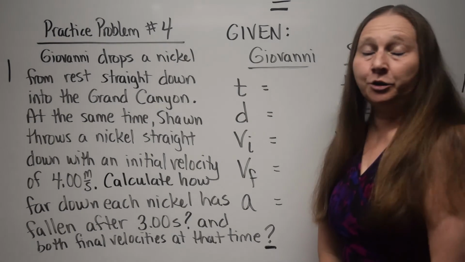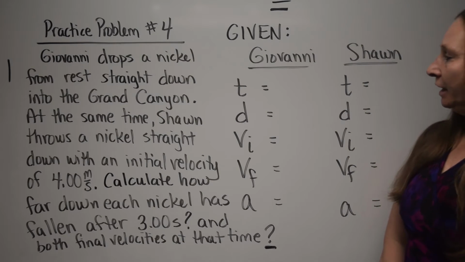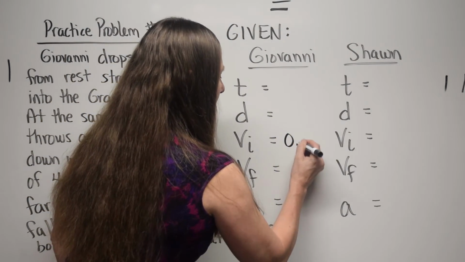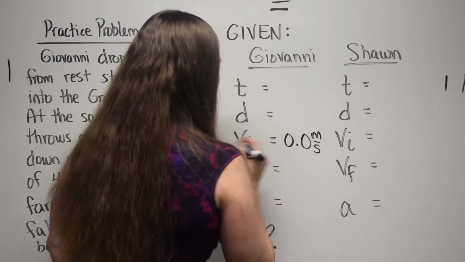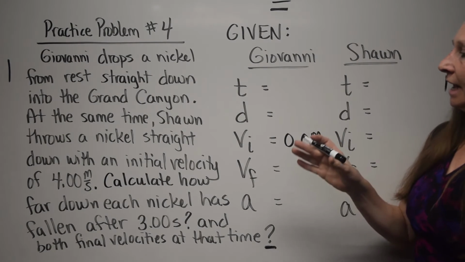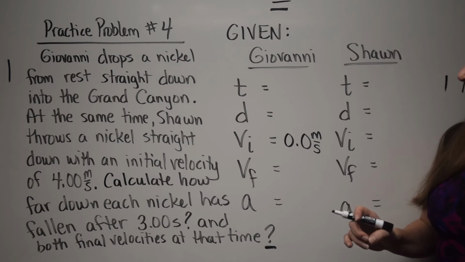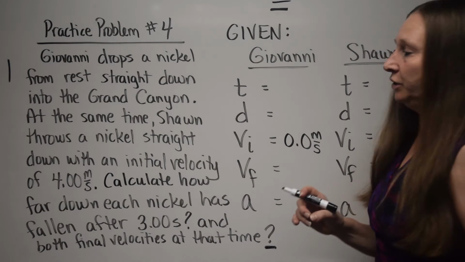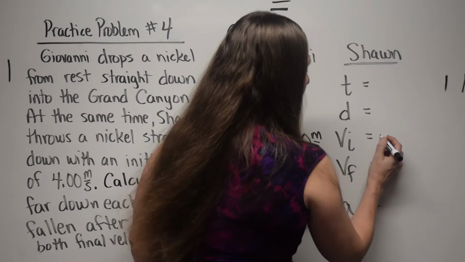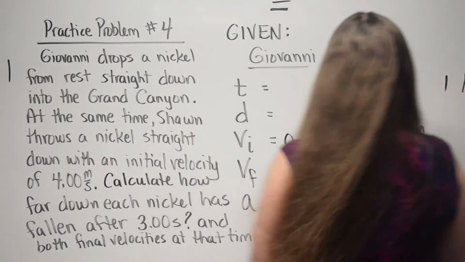So, practice problem number 4, our last problem. Giovanni drops a nickel. Well, if he drops it, then the initial velocity is 0. He drops a nickel from rest straight down into the Grand Canyon. At the same time, Sean throws a nickel straight down with an initial velocity of 4 meters per second. So he threw it down, so that's going to be an initial velocity of negative 4 meters per second.